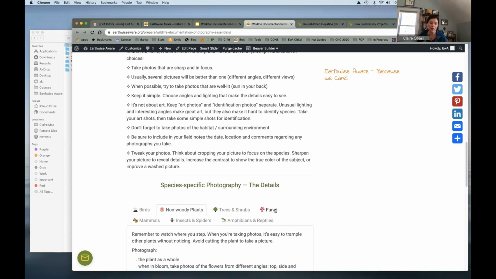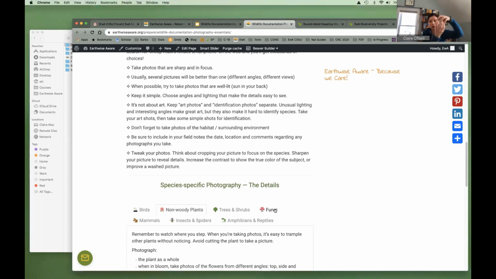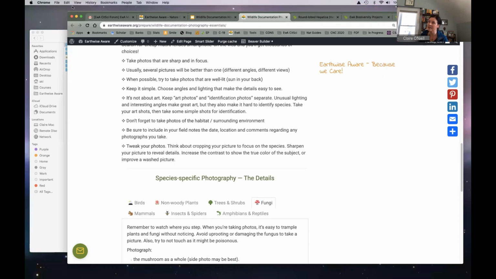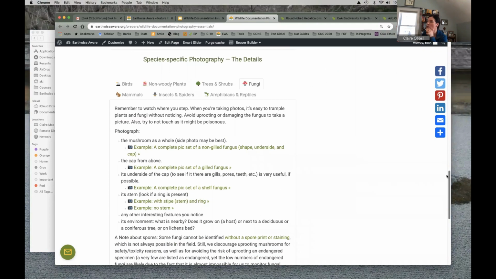If you go for fungi, just in a nutshell, you want to have the top. If it has a stem, you want to have that stem because it might have a collar. You want to have also, in general for all of them, the habitat, because the habitat tells you a lot about what the species is. So I might just go and look at one of the fungi. Which one? Let's see, this one, for instance.